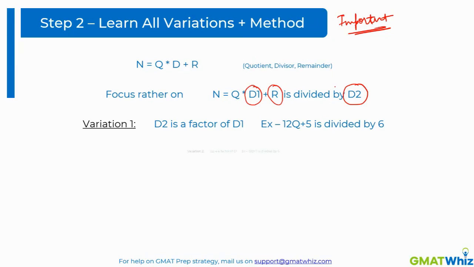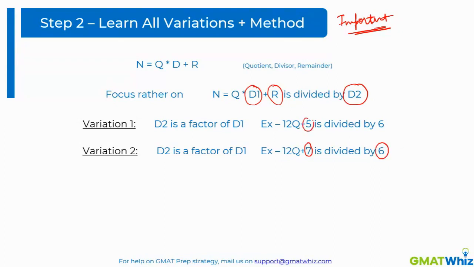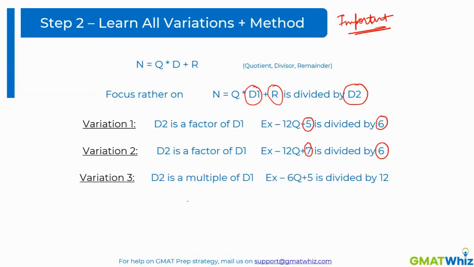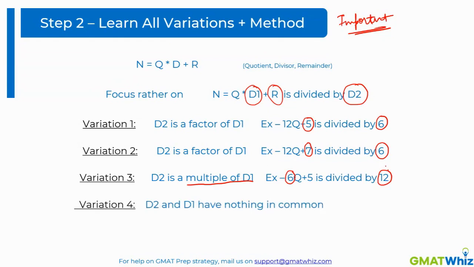So this is one variation. The second variation is another variety where d2 is a factor of d1, but in this case the remainder is bigger than d2; in the earlier case the remainder is smaller than d2. Variation 3: d2 is a multiple of d1. Instead of being a factor, it becomes a multiple of d1. For example, 6 and 12. 12 is a multiple of 6 instead of a factor of 6, basically.